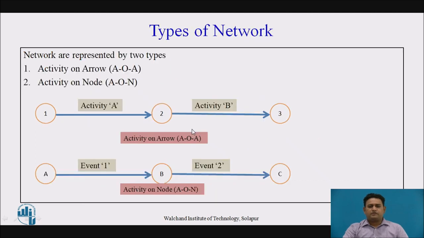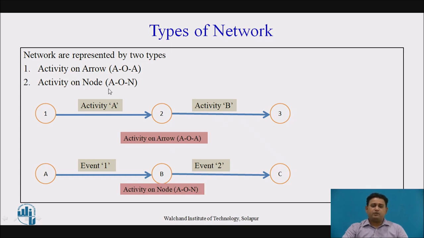Now the types of network. There are two types of network: activity on arrow and activity on node. Here in this first network type, it is activity on arrow, which means the activities are represented above the arrow, or you can say that activities are represented by the arrow, and the 1, 2, 3 are the events.